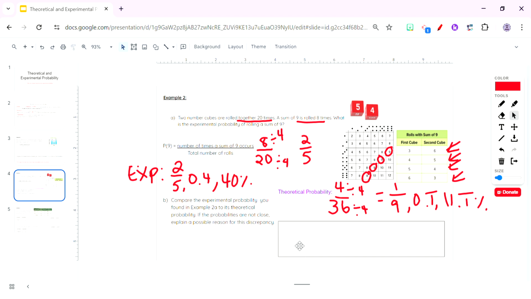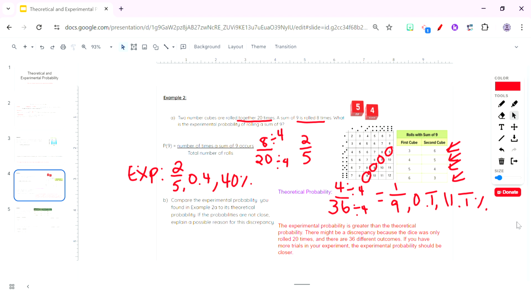Okay, so if we were to compare, the experimental probability is much greater than the theoretical probability. There might be a discrepancy because the dice was only rolled 20 times and there are 36 different outcomes. If you have more trials in your experiment, then your experimental probability would be closer to the theoretical probability.